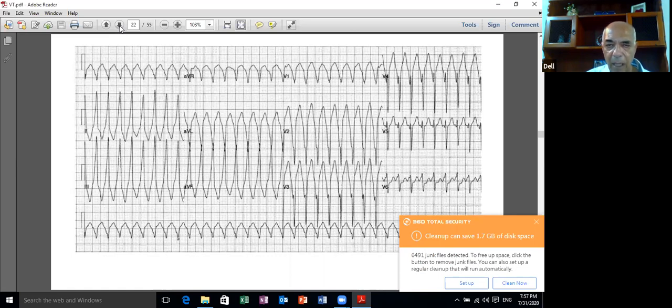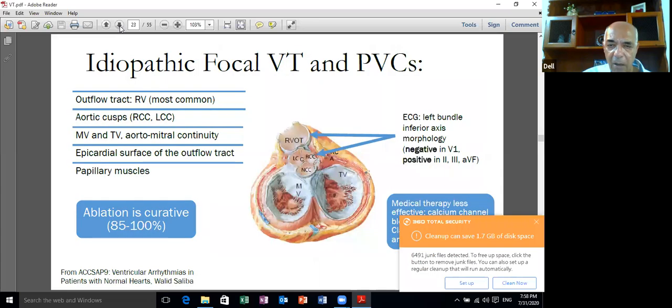Now, with pre-excitation and bundle branch block re-entry, these patients have a superior axis. Here, the axis is inferior. So this is an almost diagnostic electrocardiogram of right ventricular outflow tract tachycardia of benign prognosis. This is very responsive to adenosine, which blocks the formation of cyclic adenosine monophosphate, and that's the reason we use adenosine in these patients.